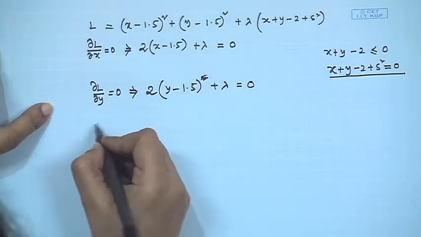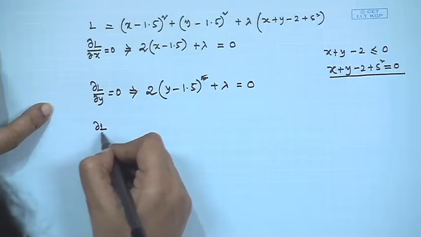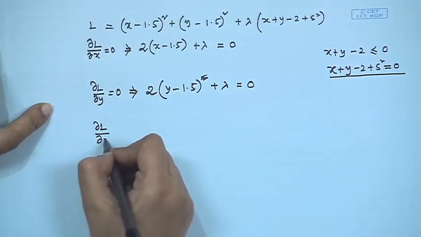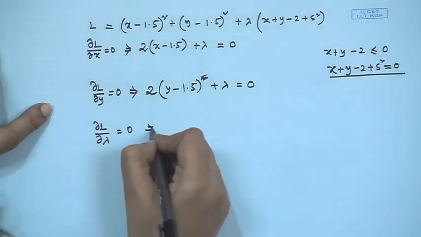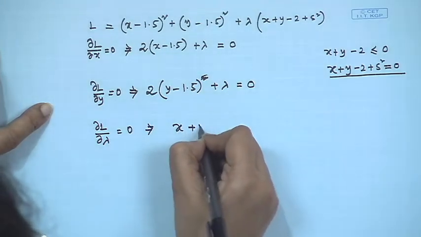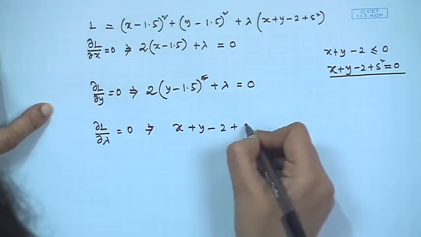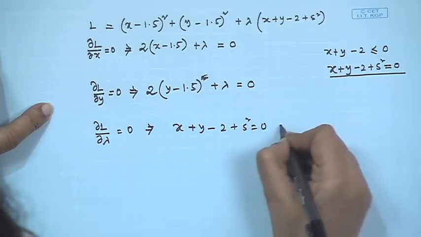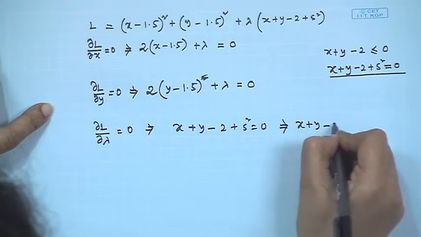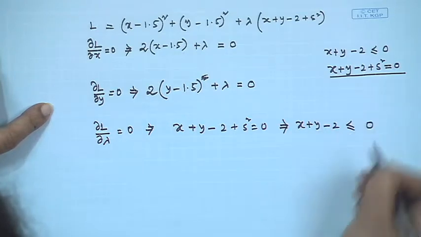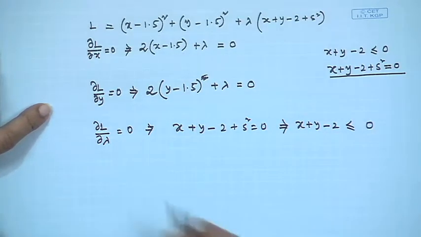Now, if we consider the derivative with respect to the Lagrange multiplier, del L by del lambda equal to 0, then we will get x plus y minus 2 plus s square equal to 0. In other words, we can say that x plus y minus 2 must be less than or equal to 0. Okay.